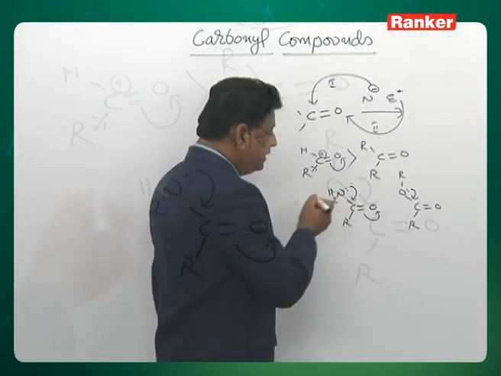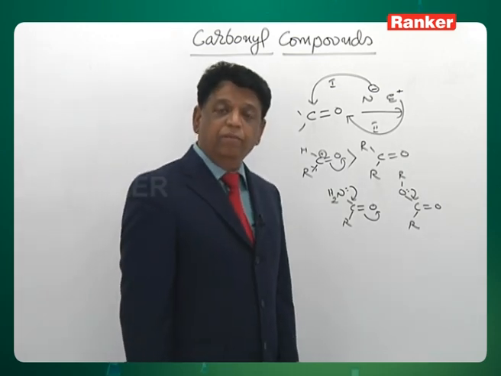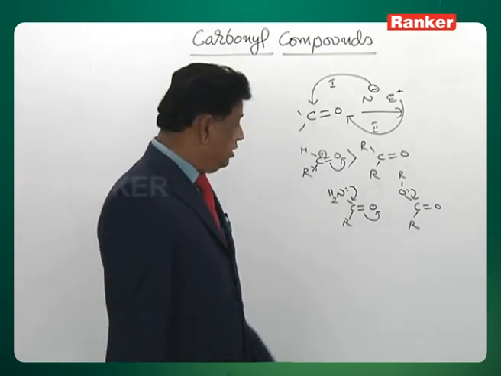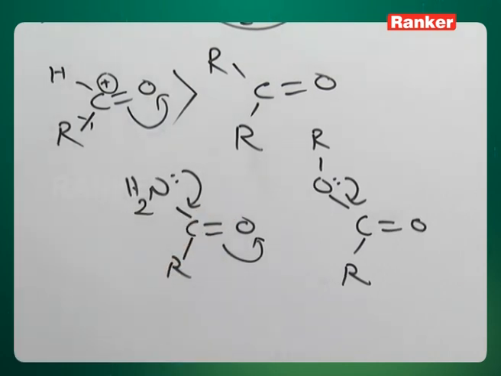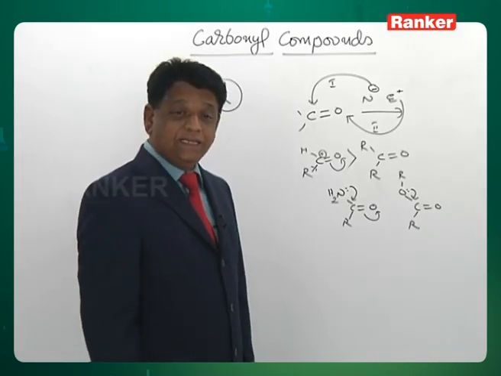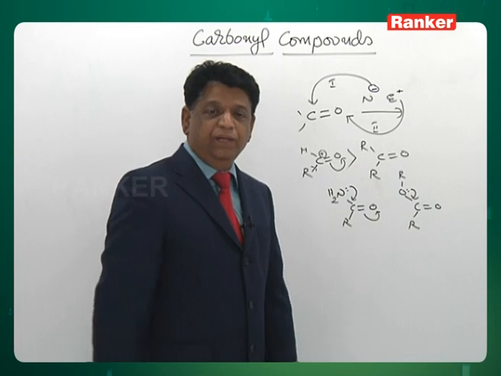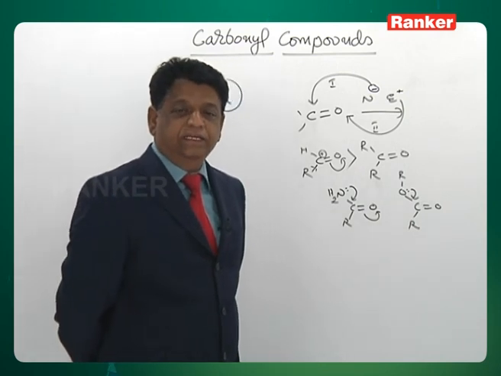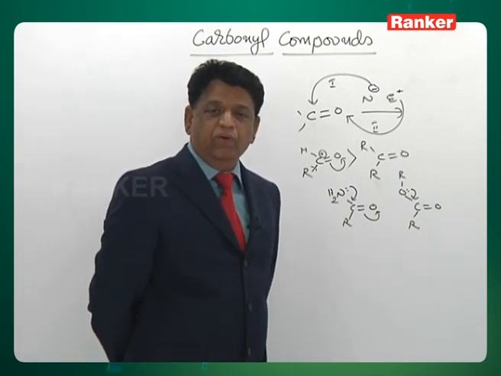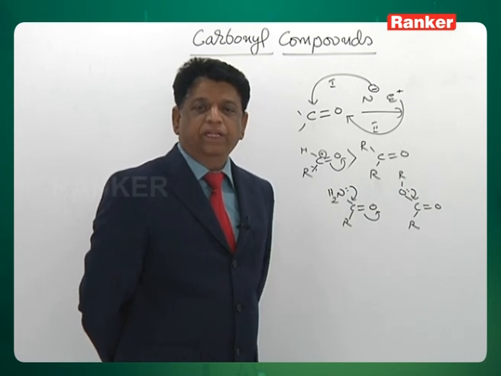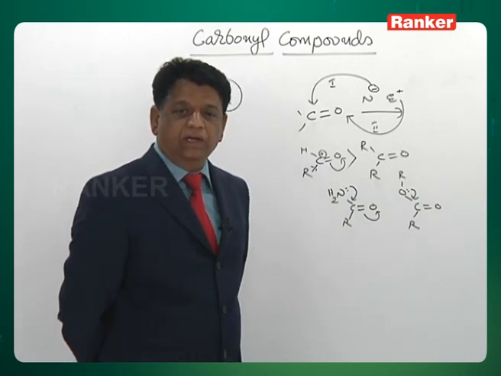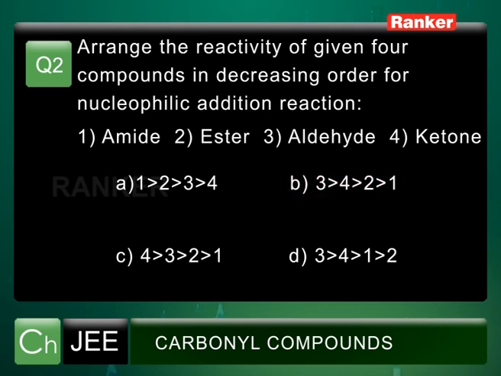Amide is the least reactive because the lower the electronegativity of nitrogen, the more the resonance effect. So stabilization of the carbonyl group through resonance will be more, and the reactivity will be less. So the order will be the aldehyde, that is 3, then ketone 4, followed by the ester, that is 2 and 1. That goes to answer B. Answer B is the right answer. Once again, aldehyde, ketone, ester, and amide is the order of reactivity.